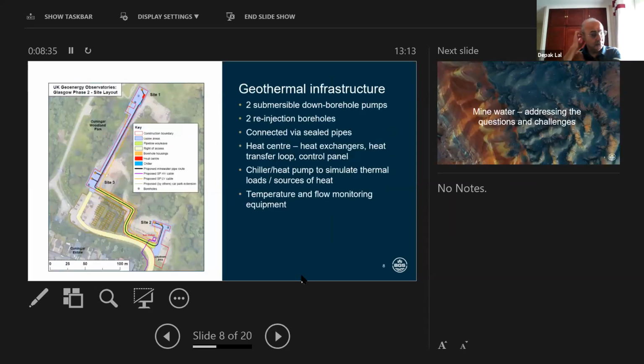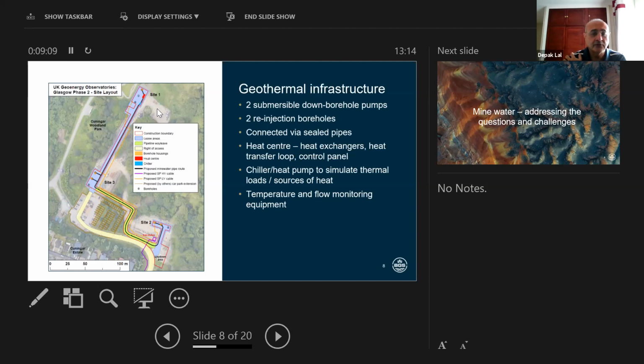And so phase 2, which is what we're currently going through the design and construction program for at the moment. Phase 2 will be ready in February 2022, so not very far away. Essentially what we're doing is connecting sites 1, 2, and 3 with insulated pipes for the movement of water and the circulation of water through the mine. We also have a heat sensor and a chiller, and these are designed to mimic heating and cooling loads.